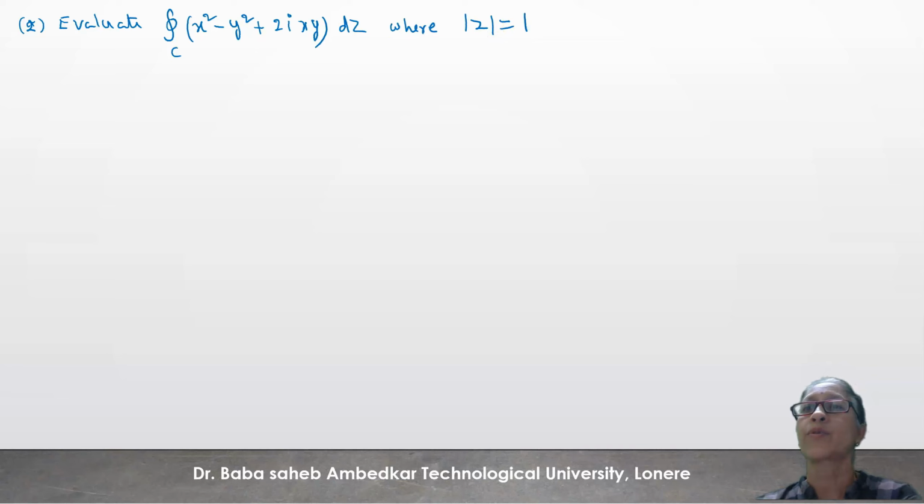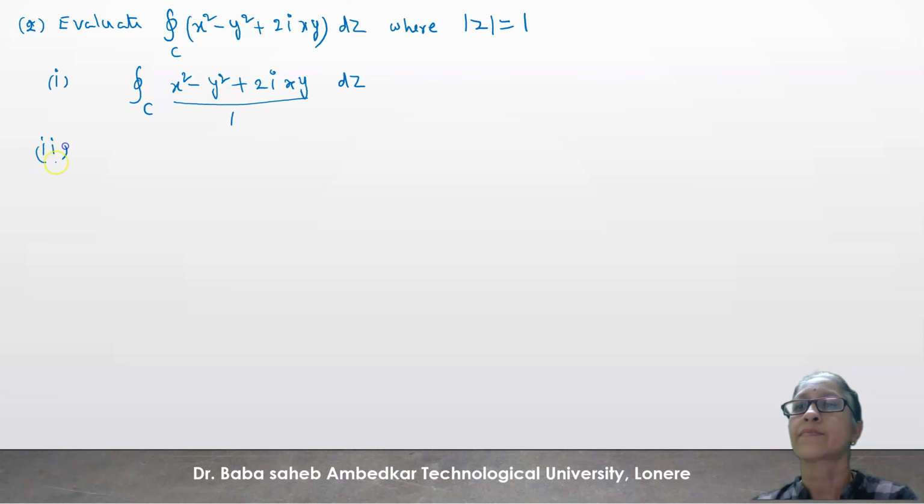So according to our procedure, first let us write the given integral, that is, the contour integral over C of x square minus y square plus 2i xy. Here there is no denominator, that means the denominator is 1. If the denominator is 1, that means there is no singular point.